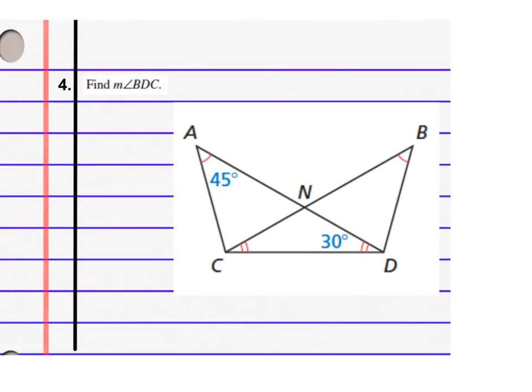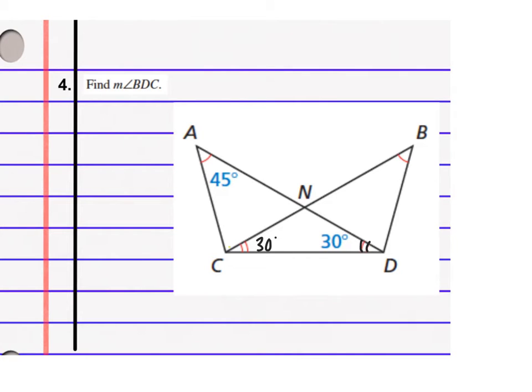All right, example 4. So draw the diagram. Find the measure of angle BDC. So let's think about what we know here on the picture. Let's just fill in what we know. So I know that these 2 angles with 2 red tick marks are congruent. This is isosceles. So these are both 30, 30 and 30.